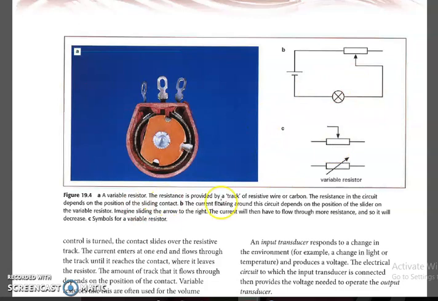This shows a circuit in which a variable resistor is connected. The current flowing around the circuit depends on the position of the slider. Imagine sliding the arrow on the variable resistor to the right: the current will have to flow through one more resistance, so it will decrease.